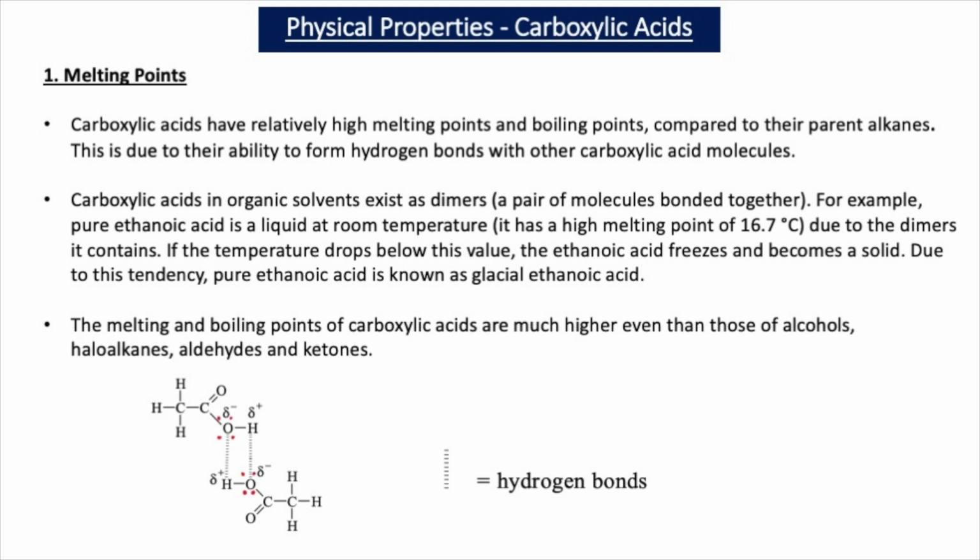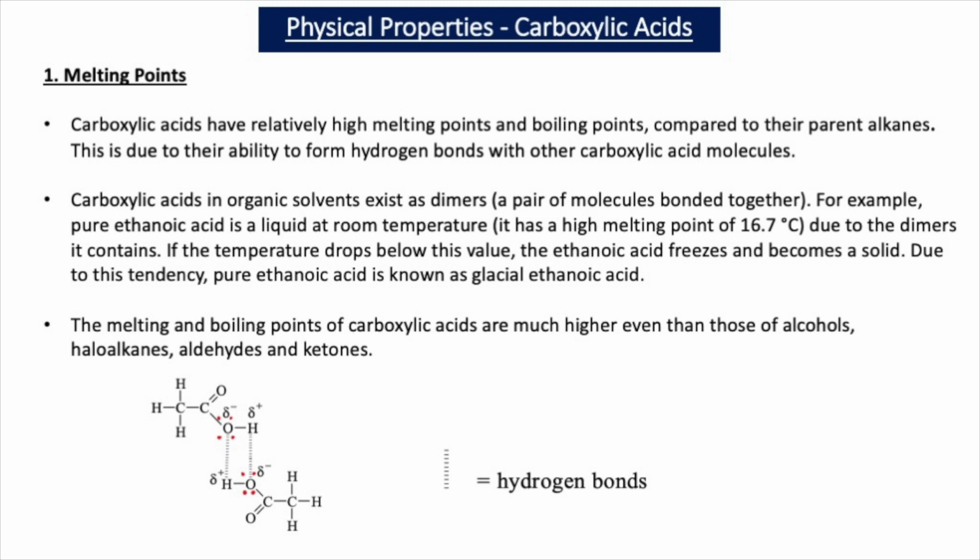Now, when drawing a diagram to represent the hydrogen bonding that exists between two molecules of ethanoic acid, it's important that you put in the dipole that exists on the OH of the carboxylic acid. So the oxygen is delta minus and the hydrogen is delta plus, and that's because oxygen is a lot more electronegative than hydrogen. And a delta minus oxygen on one molecule can bond to a delta plus hydrogen on another, and this is a hydrogen bond.